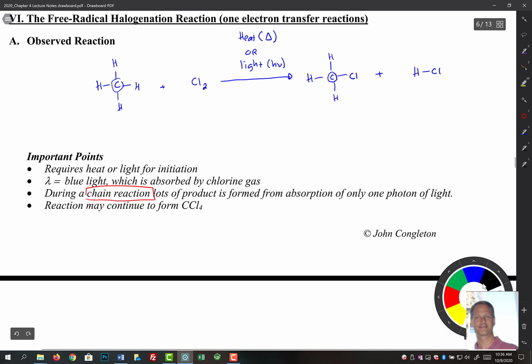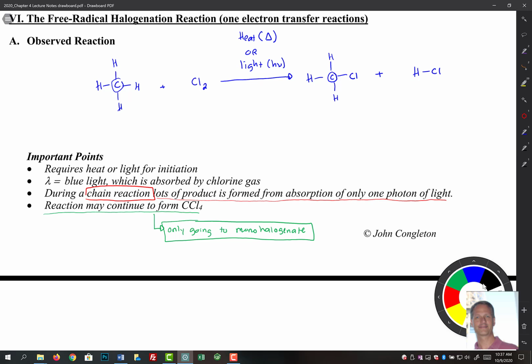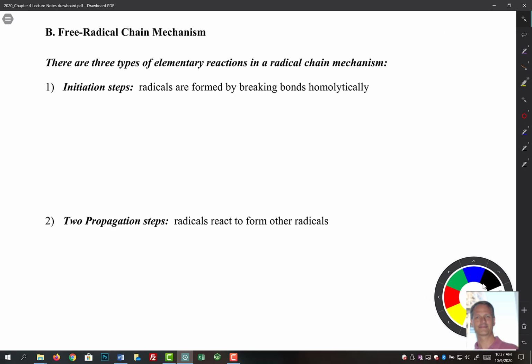So during a chain reaction, lots of products are formed from the absorption of only one photon of light. Now, the other thing that I'll point out is that the reaction may continue to form carbon tetrachloride, but for us, we're really only going to monohalogenate. Okay, so that's what we're going to be thinking of when we go through and determine what the products are of a reaction.